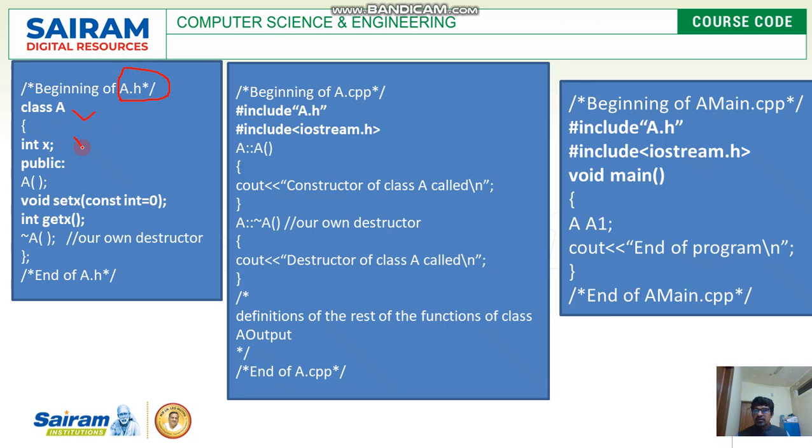So we have a single data member. Under public we have a constructor, and we have two member functions, one is setx and the other one is getx, and it has also got a destructor which is explicitly defined by the programmer. So what is the A bracket? This is the constructor, and this is the destructor. So we are not defining either the constructor or the destructor inside the class.